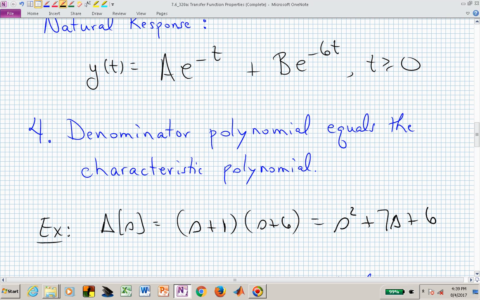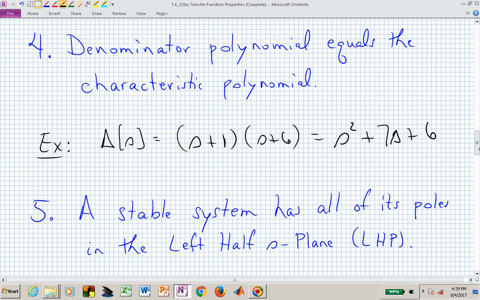If you went and shook it or excited it, it would naturally want to behave with these modes of e to the -t and e to the -6t. Depending on what the roots of your denominator polynomial are, that will then influence your poles and the modes of your system.